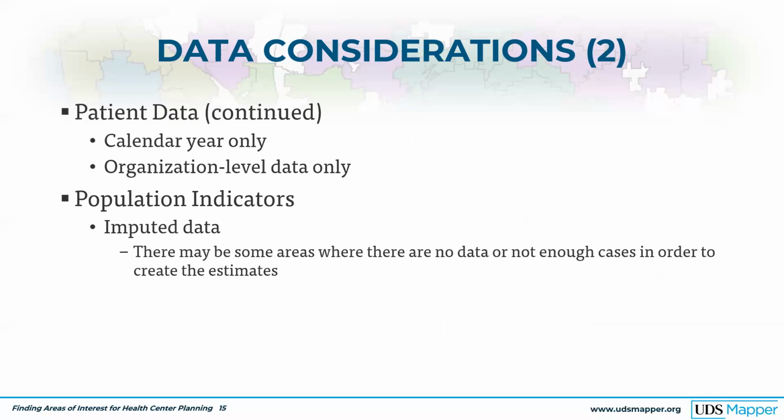Some more considerations: the data from the UDS are only available for a calendar year. We can't see data for past years or any time periods beyond a calendar year. Patient data are only available at the organization level. We can't view data for individual health center service delivery sites. And finally, as mentioned earlier, some of the population indicators are imputed. If you're interested in reading about the full methodology used in creating the estimates, they can be found on the UDS Mapper tutorials and resources page under data estimation methodologies, and Jessica will be showing just where that page is later.